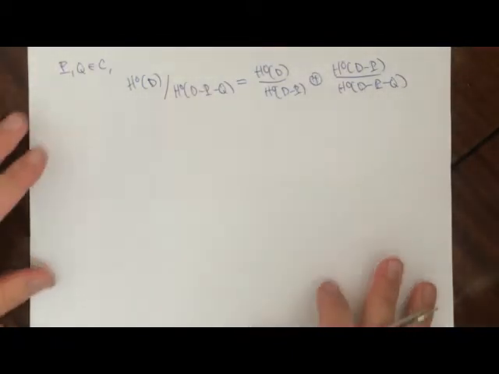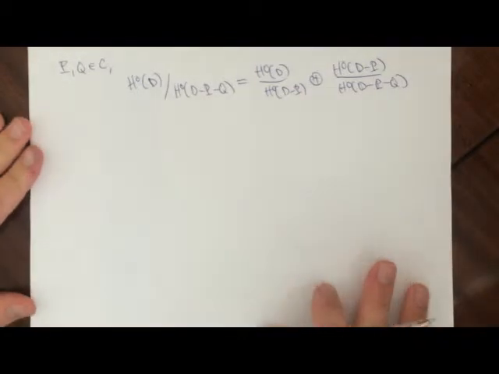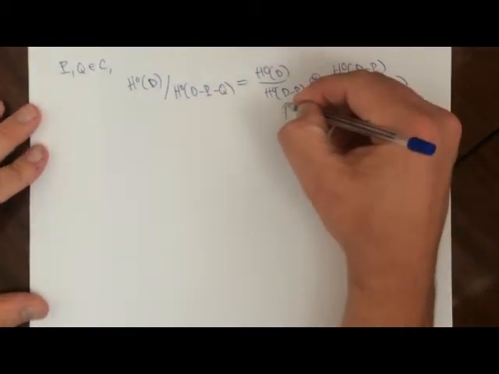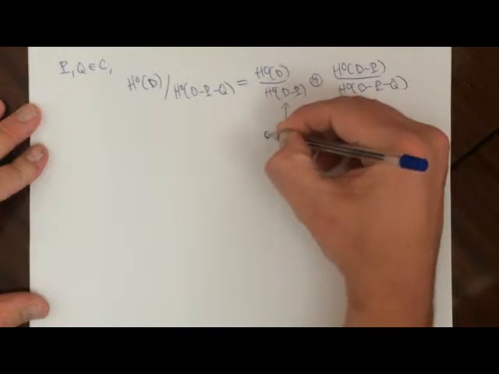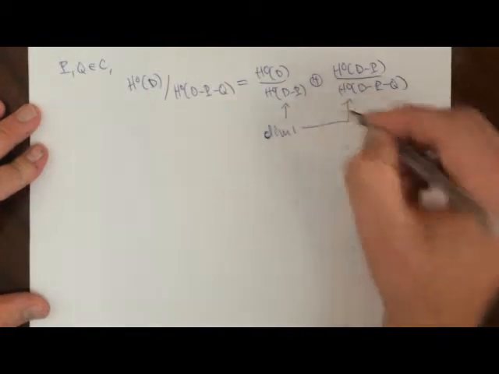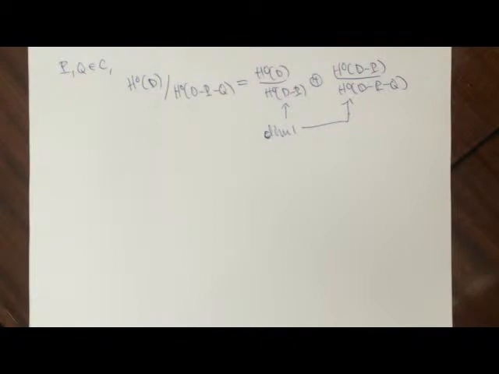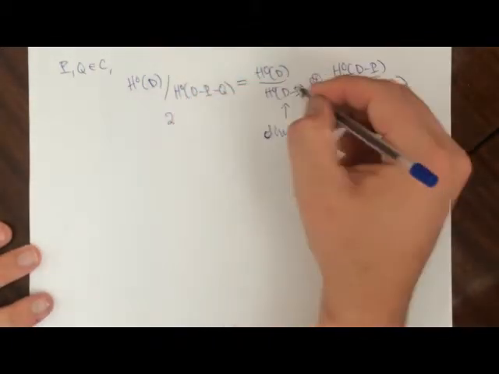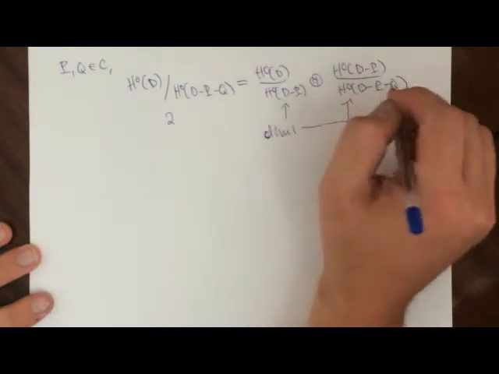Okay, so there's this. So each has dimension 1. Oh, okay. So if this is dimension 2, each of these has at most 1, so they each both have to be dimension 1.